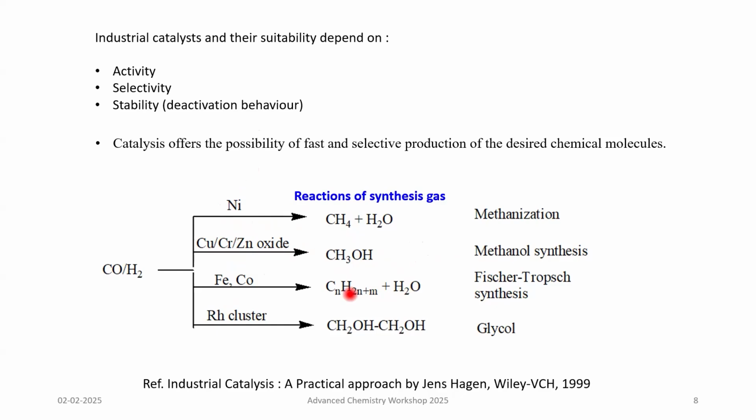Okay. So, we have to be very careful what we are choosing. Now, suppose if a rhodium cluster you use, you get methanol, you can get glycol also, right. The reactant mixture is the same, but you get a variety of products depending on the catalyst that you are using. So, you need to understand the properties of the catalyst very well and then design it, okay.